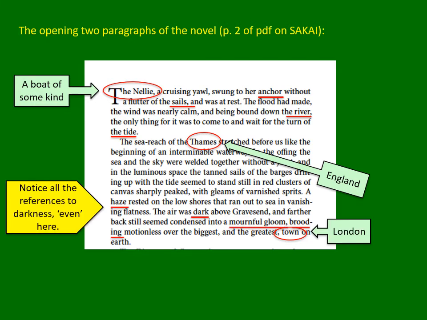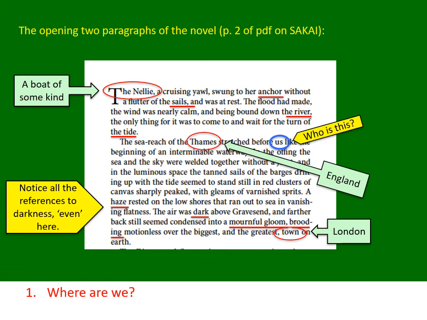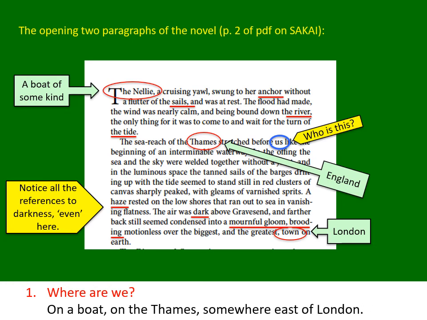Notice all the references to darkness, even here; the students are asked to think about that. And "us," who is this? Who is speaking? So already students are able to answer the most basic of basic questions. Where are we when the novel begins? On a boat on the Thames somewhere east of London. And so we continue.